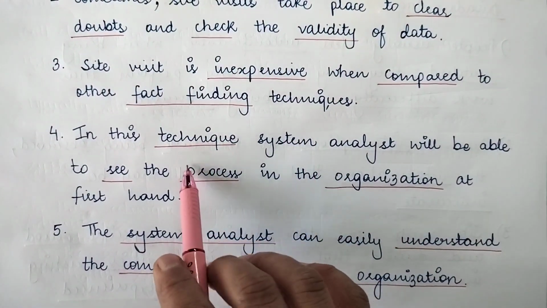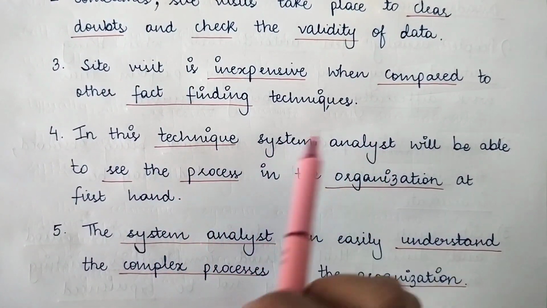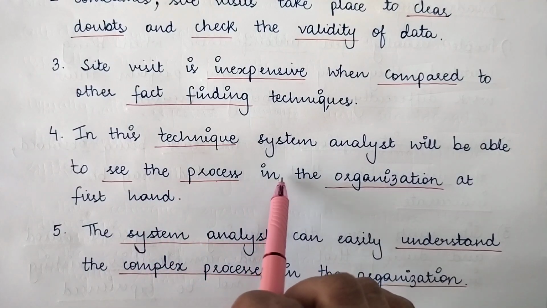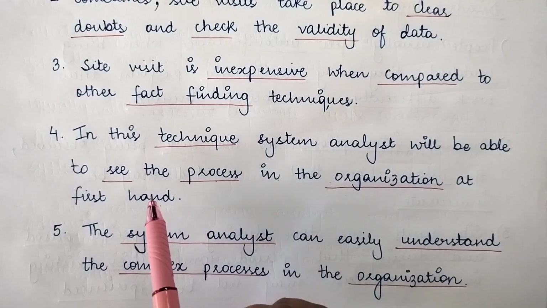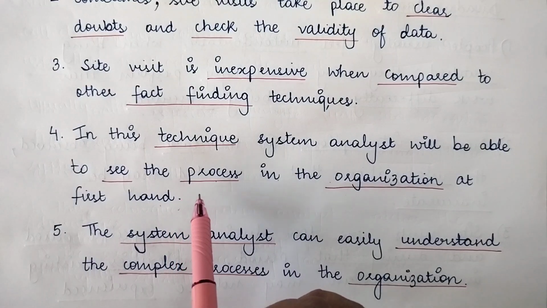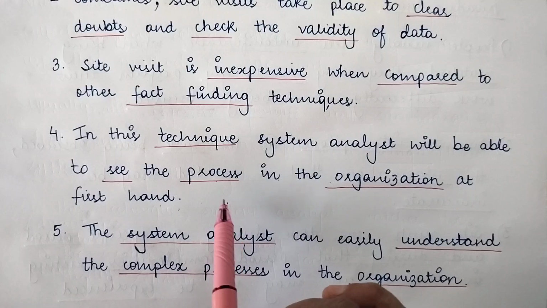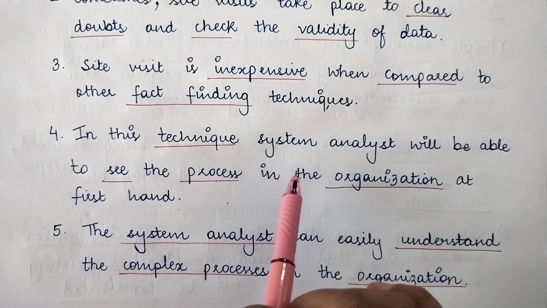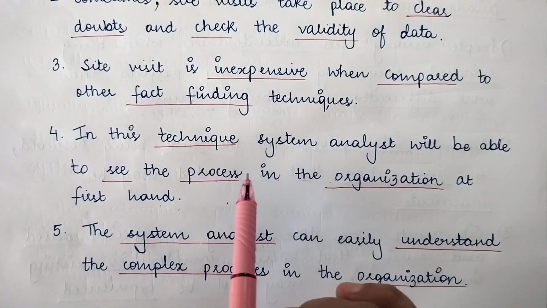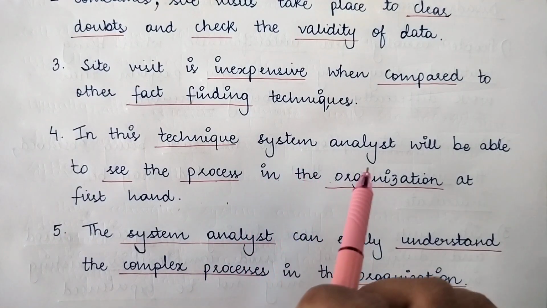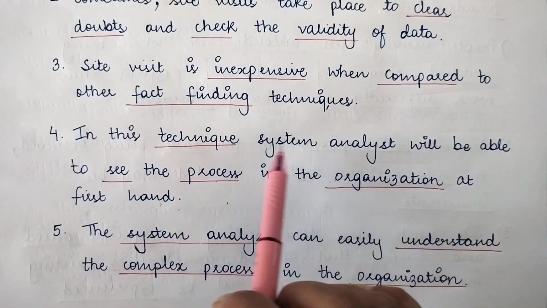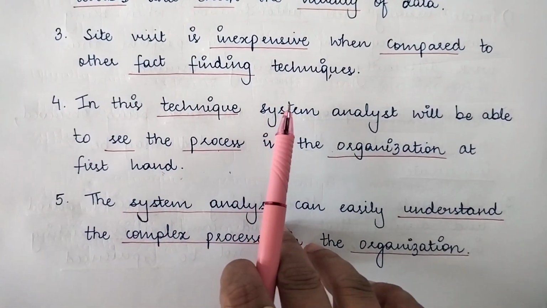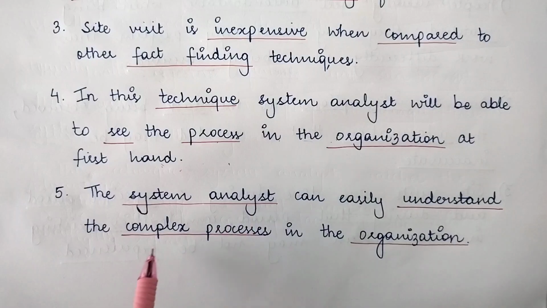In the site visit, in this technique, system analyst will be able to see the process in the organization at first hand. That means whatever will be seen there and then with his own eyes, and no third party information is involved here. So obviously he will see whatever processes go in the organization, the working of the organization, the way the staff performs their duties, that will be seen first hand by the system analyst himself. The system analyst can easily understand the complex processes in the organization.